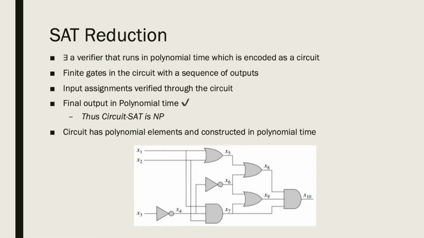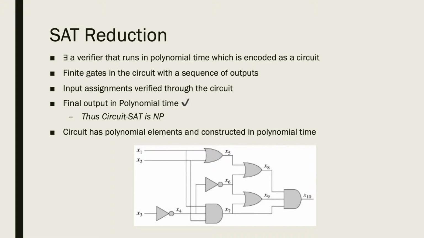The proof is as follows: any NP problem reduces to SAT by showing that any problem reduces to circuit SAT, which in turn reduces to SAT, originally proved to be NP-complete by Stephen Cook of the Cook-Levin theorem. There exists a verifier that runs in polynomial time which is encoded as a circuit. There is a finite number of gates, each with a sequence of outputs, an input assignment that can be verified by running through the values of the circuit, and a final output is achieved in polynomial time.